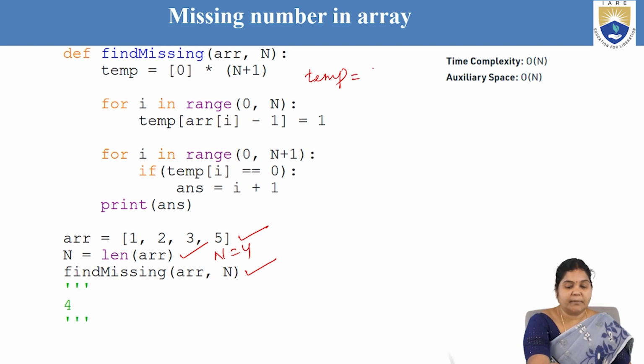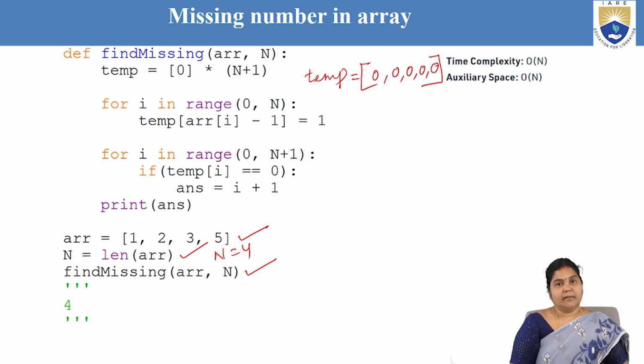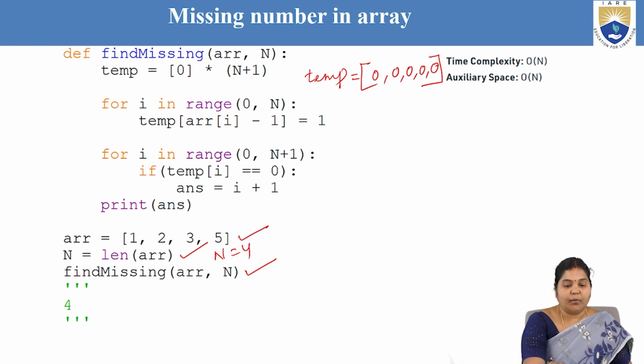First, you have to create a temporary array of zeros of size n plus 1, which is 5. So, 5 zeros we are creating in the temporary array. Now, for i in the range of 0 to n, temp of ar of i minus 1 is equal to 1.